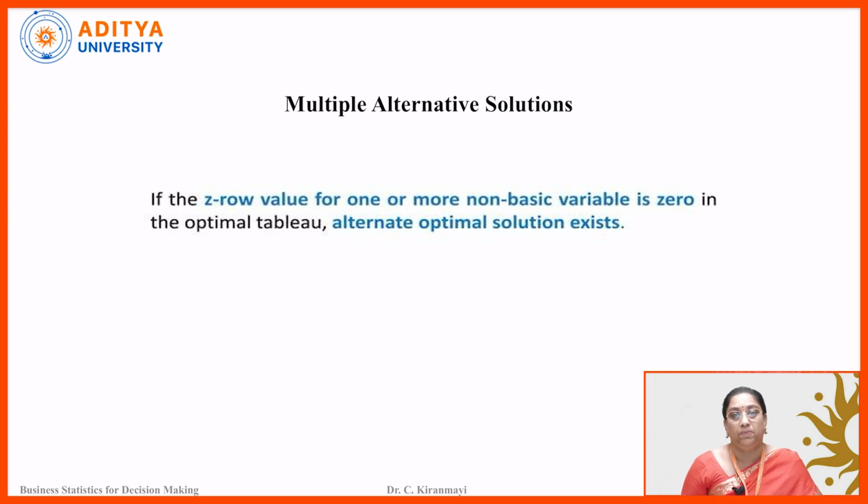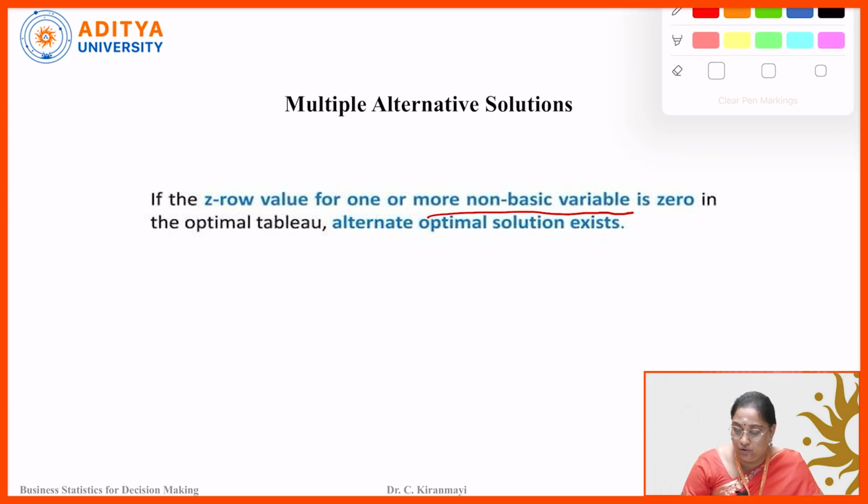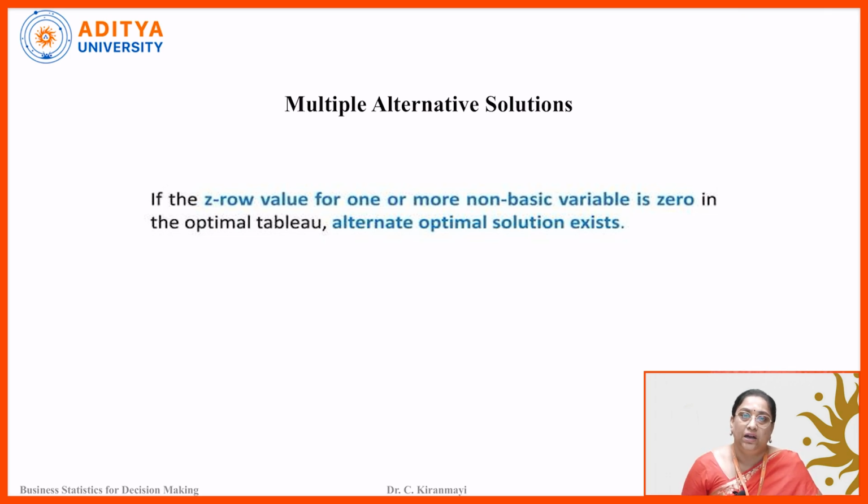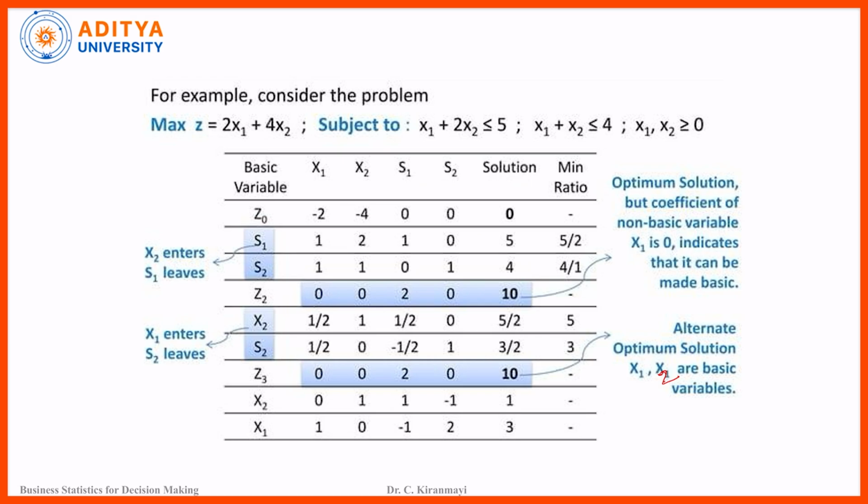In the optimum table, that is, if all the net evaluations are positive, we understand that the solution is optimum. At that optimum stage, if one or more non-basic variables have the value 0, then such a situation denotes that the LPP has multiple alternative solutions. See here in this problem, all the Z net evaluations are positive, which means the solution is optimum.